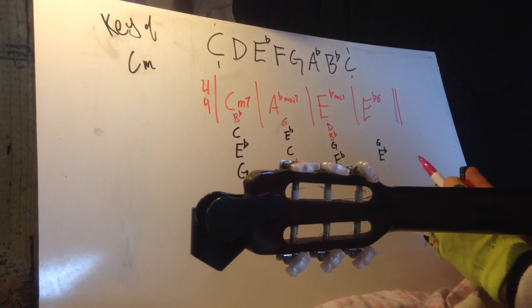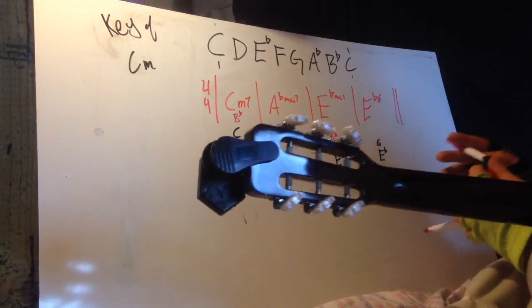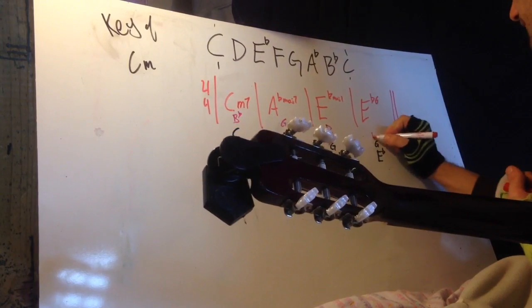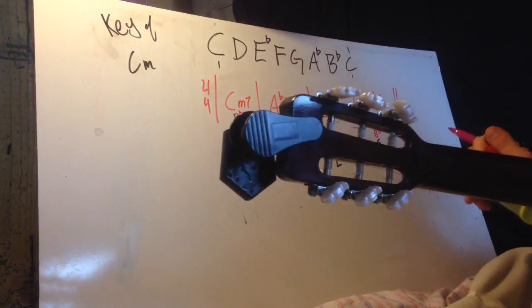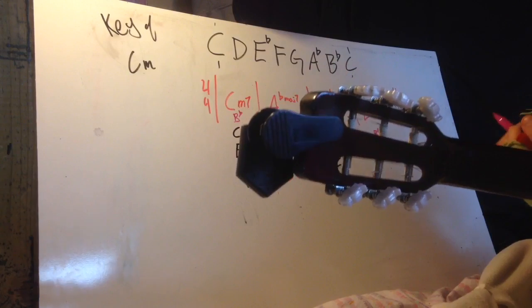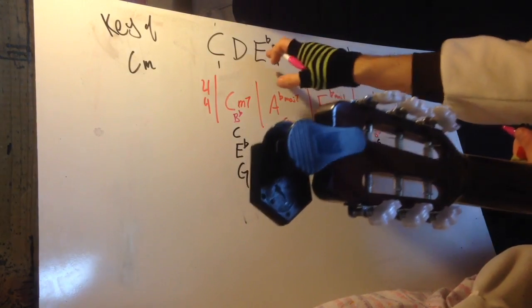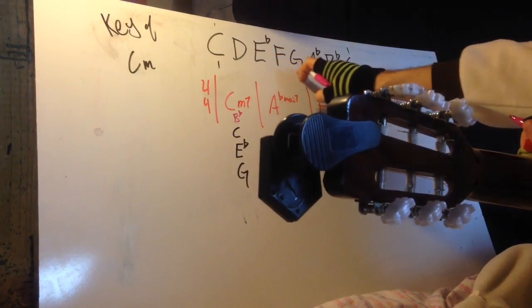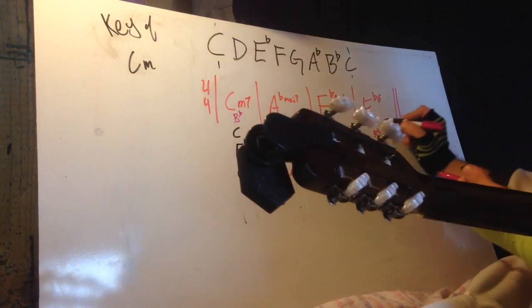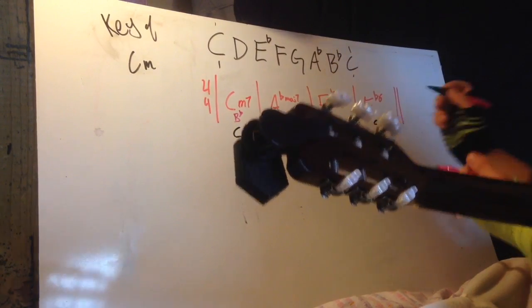E flat, G, red for B flat, and then C is the 6 of E flat. 1, 2, 3, 4, 5, 6. Yep, we're right. Okay.